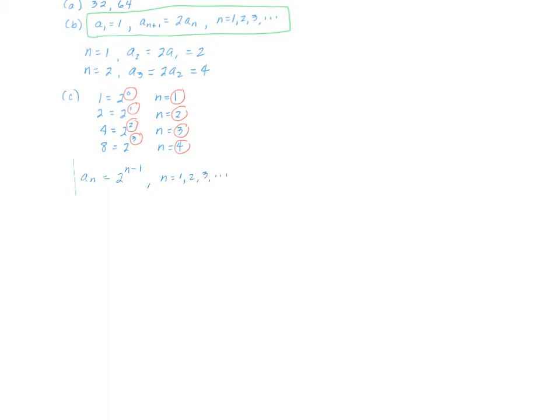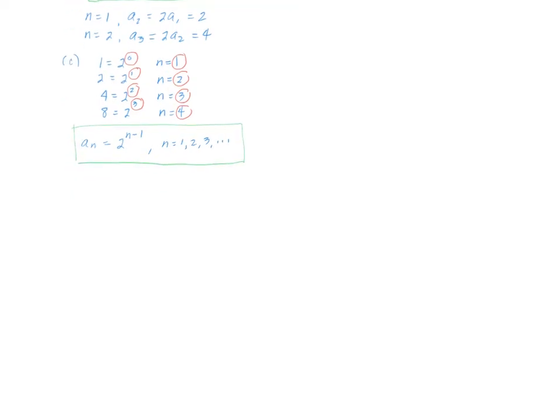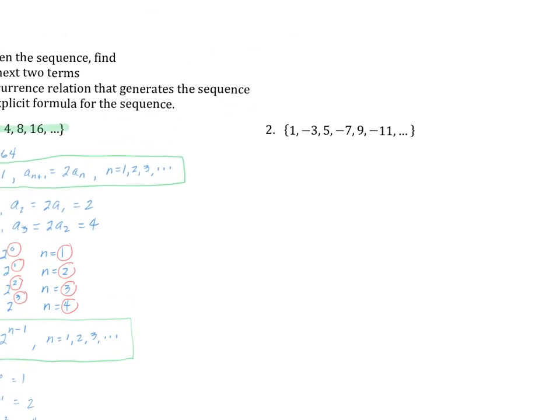If I were to check this formula, I would see that it works. A sub 1 is 2 to the 0, which is 1. A sub 2 is 2 to the 1, which is 2. A sub 3 is 2 squared, which is 4, and so on. So that would be our big challenge. Let's try another example.